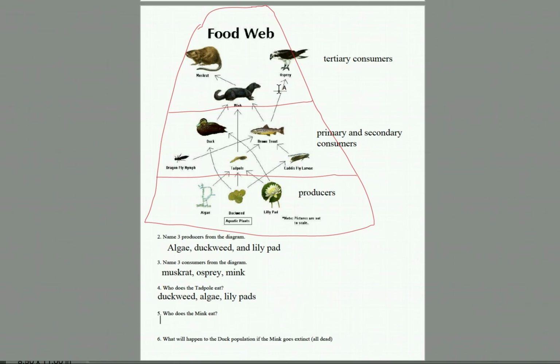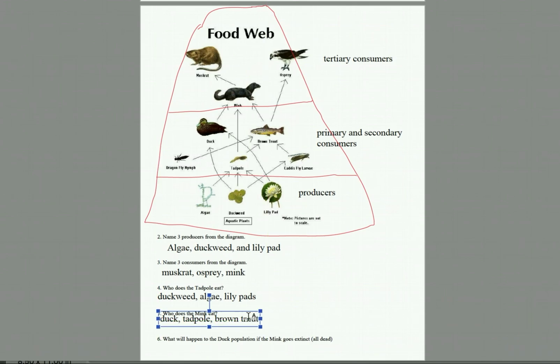All right, question 5. What does the mink eat? All right, so we have mink here, and we're going to look opposite direction of the arrows. So the duck is food for the mink. The mink eats the duck. Okay, so we have duck. We also have tadpole. We also have brown trout. Okay, cool.